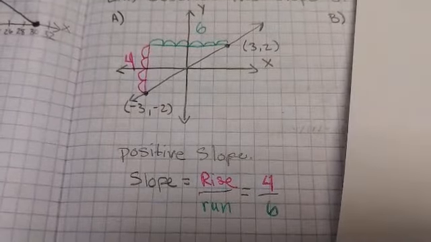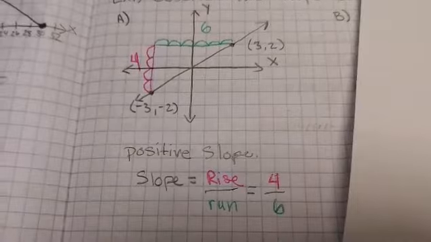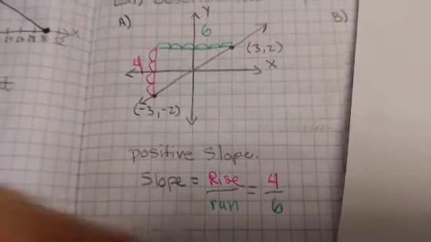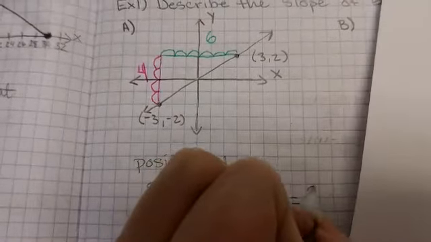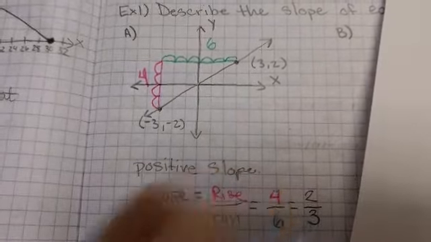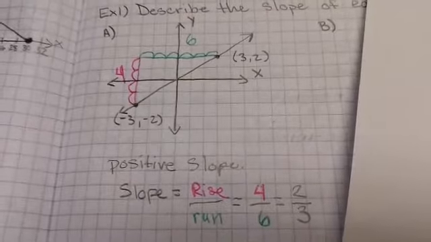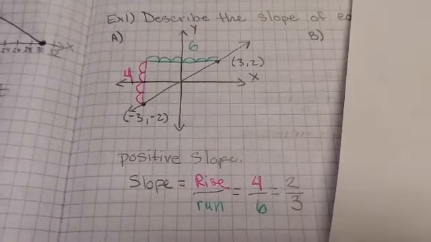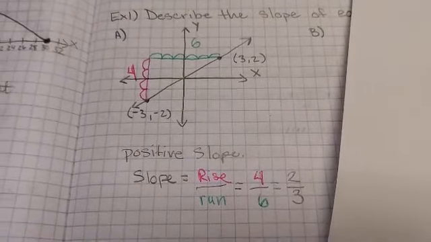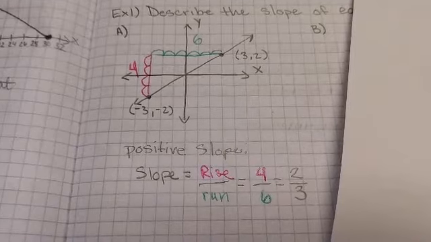Now, since this is a fraction, we have to reduce it if we can, and 4 and 6 have a common number of 2, so our final slope is going to be 2 over 3. And there is the slope of our line. It's positive, and it's 2/3. We go up 2 and over 3, up 2 and over 3.